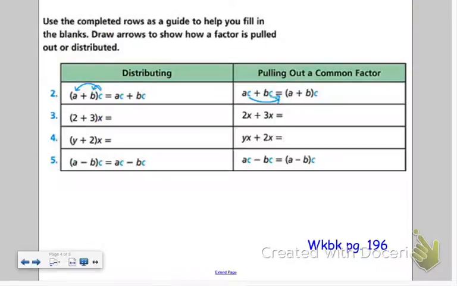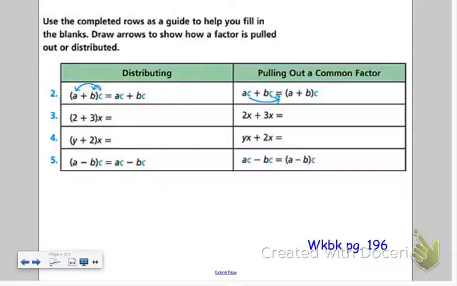Let's do a little more practice. This is at the bottom of workbook page 196. We're going to first do some practice with distributing, and then we're going to do some practice with pulling out a common factor. I'm just doing a couple with you, and then you can do some on your own. Take a look at number 2. That one looks very familiar. We kind of did that already. C is the common factor, and we can distribute it to A and to B by using multiplication, and you end up with A times C and B times C and the addition sign in the middle.